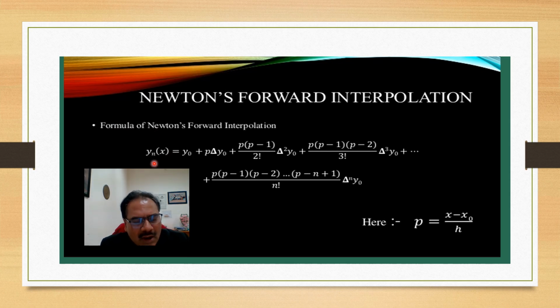The formula you have to remember: y(x) is equal to y0 plus p Δy0, where Δy0 is the forward difference, plus p(p minus 1) by factorial 2 Δ²y0 plus p(p minus 1)(p minus 2) by factorial 3 Δ³y0, and so on. The nth term will be p(p minus 1)(p minus 2) up to (p minus n plus 1) divided by factorial n Δⁿy0. Here p is (x minus x0) by h.